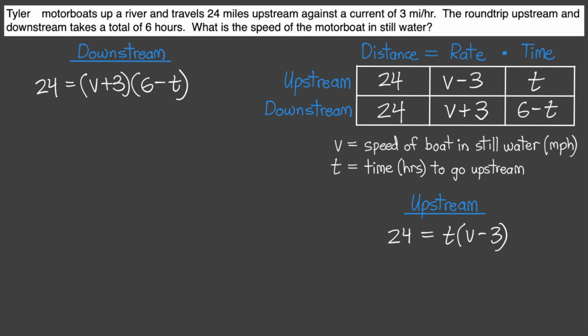and now we have to do some algebra to solve. So it looks like comparing the two equations, the upstream equation, it's easier to solve for a variable here, and that variable is T. So I'm going to go ahead and solve for T. So I'm going to divide both sides by V minus 3 to isolate T. So the V minus 3's cancel, and then I'll write the T on the left side. So T equals 24 over V minus 3.